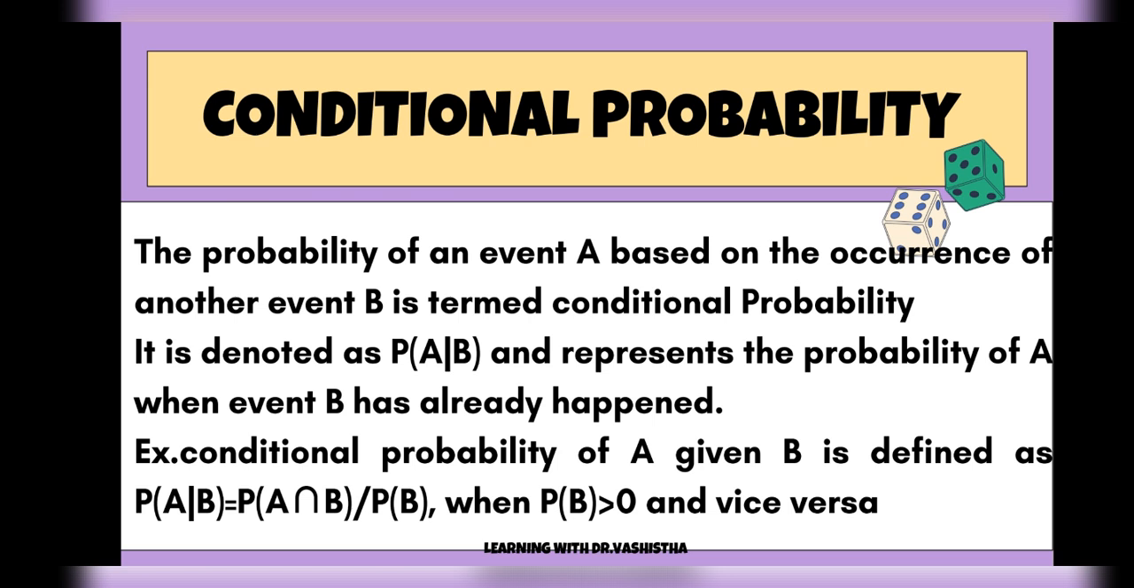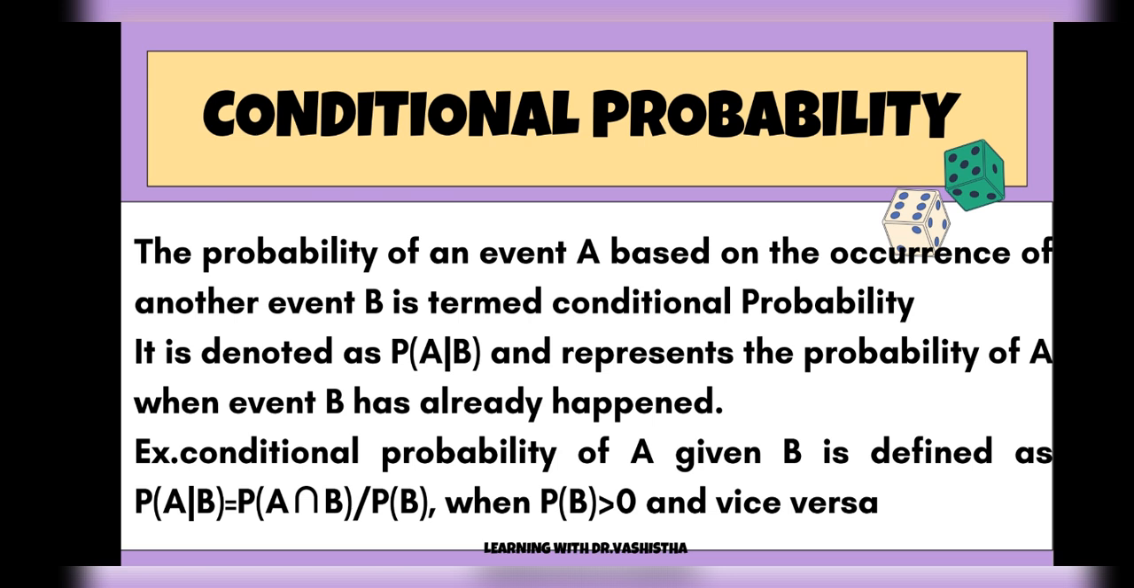I have covered this topic in detail in one of my tutorials, and I'll put the link in the description. Just for revision's sake, conditional probability basically explains the probability of an event A based on the occurrence of another event, name it B. This is denoted by P(A|B), and it expresses the probability of event A when event B has already happened.